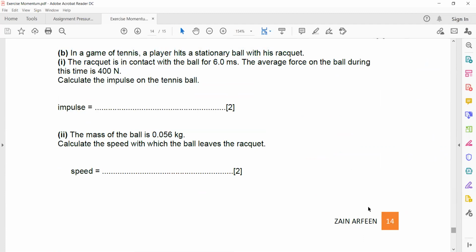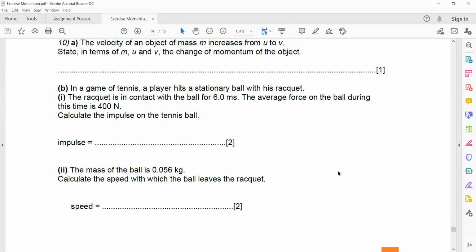In question 10, B1 and B2 are related to each other. In a game of tennis, a player hits a stationary ball with his racket. The racket is in contact for 6 milliseconds. So 6 milliseconds means 6 into 10 to the power minus 3 seconds. The average force on the ball is 400 Newton. What is the impulse? So impulse has two formulas. Impulse is change in momentum or force multiplied by time.